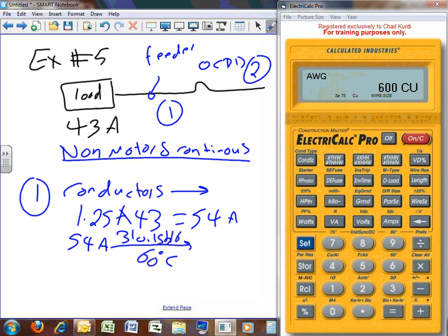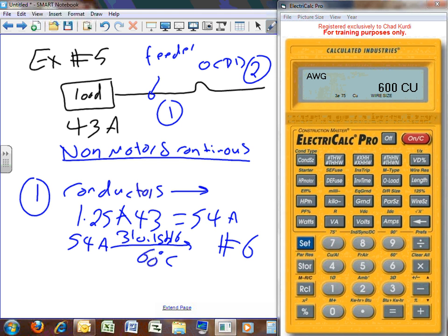So it's going to be number 6. Now the question would be, is it single phase, Chad, or 3-phase? Does it need a neutral or not? If it's single phase, no neutral, 2 wires. If it's single phase with a neutral, 3 wires. If it's 3-phase with a neutral, 4 wires. If it's 3-phase only, 3 wires.